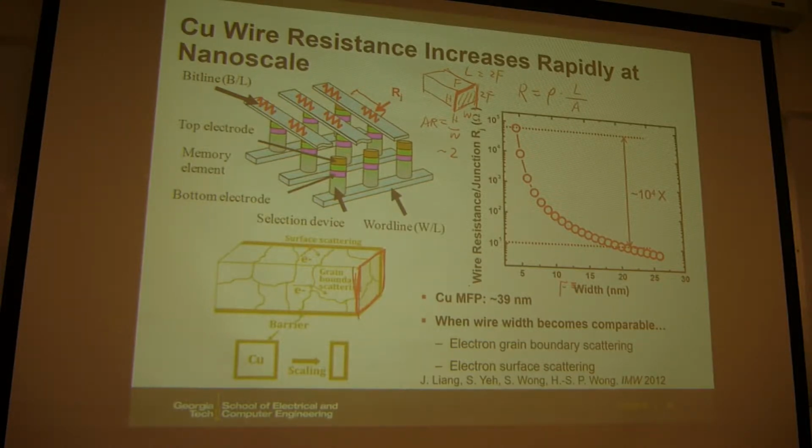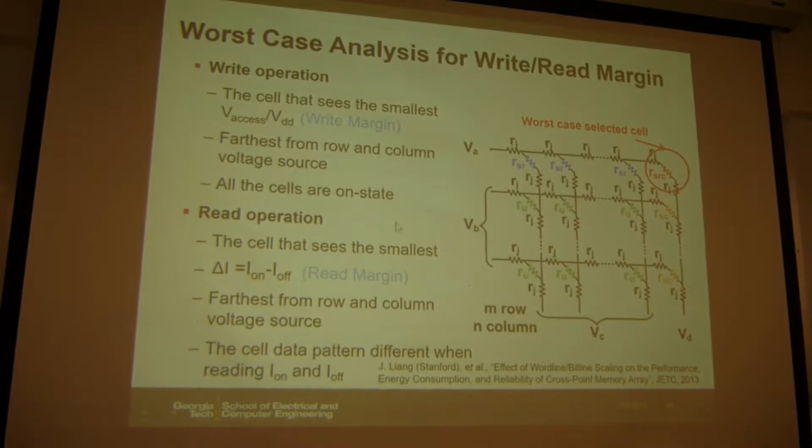But what would the resistance do for you in the memory array operation? The problem is that it will shrink your read or write margin, because some of the voltage will drop along the wires. For example, here we consider the write operation. For this kind of margin analysis, we should always consider the worst case. So what would be the worst case for the write operation?